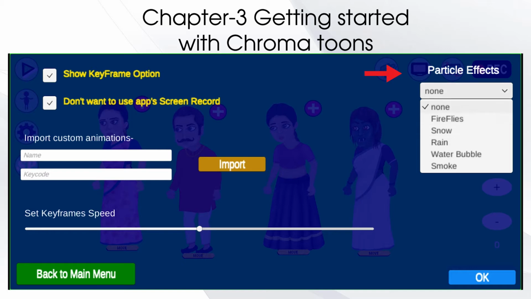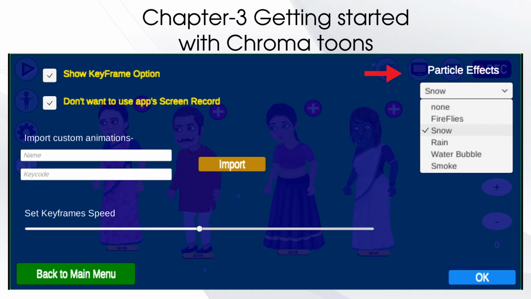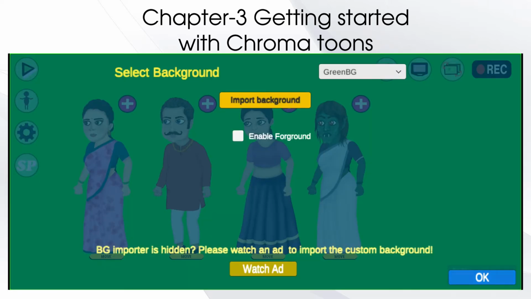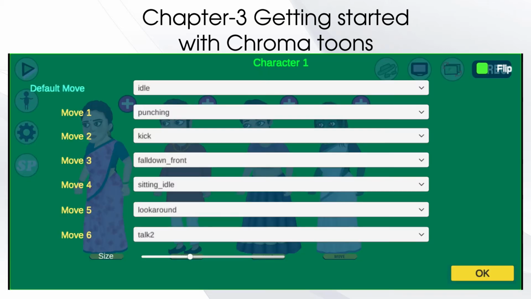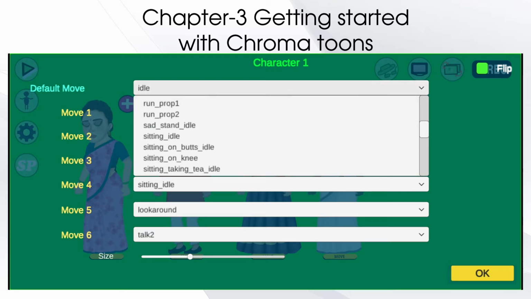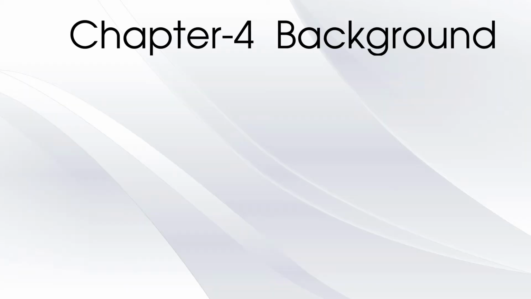Now at the top right corner is particles effect. We'll also see that later as we'll want to use some snow effect in the story. At bottom, you can set keyframes speed, basically how fast or slow you want your animation to be. Now go back. Last is special characters. We'll see that later. Now you will be able to see plus button on each character. That is basically the kind of movement you want with your animation. Alright, now you are all set for animation.